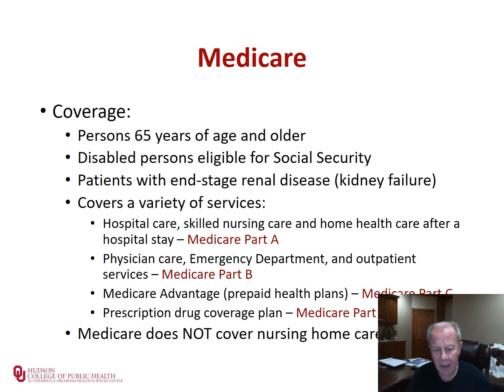And remember, there are different types of Medicare. There's Medicare Part A, which covers hospital care, skilled nursing facilities, and home health care after a patient's been in the hospital. Medicare Part B, I'll talk about in a moment, is a subscription program that pays for physician care, emergency department care, and other outpatient services such as imaging, radiology, and things like that. Medicare Advantage is part of Medicare Part C. These are prepaid health plans that are provided by private insurance companies. Medicare pays each of these private insurance companies a set amount of money per patient, depending on the patient's overall severity of illness. And then lastly, the prescription drug coverage plan, or Medicare Part D, which covers most medications.